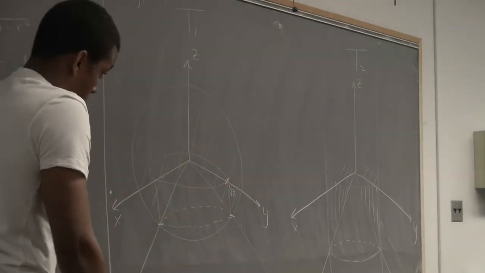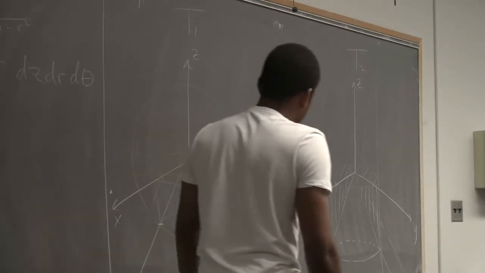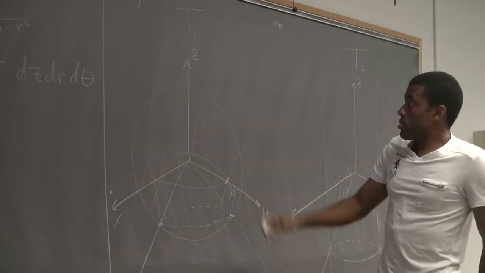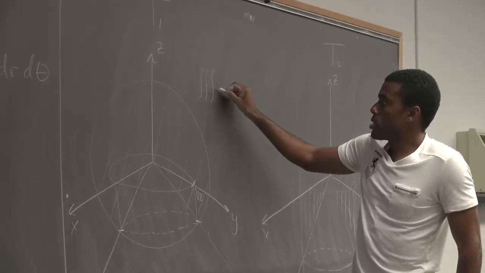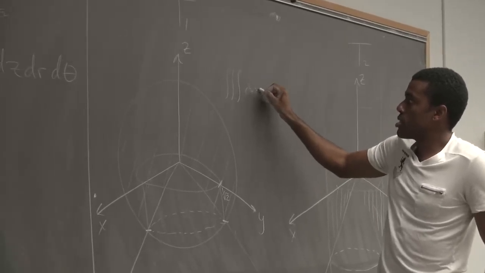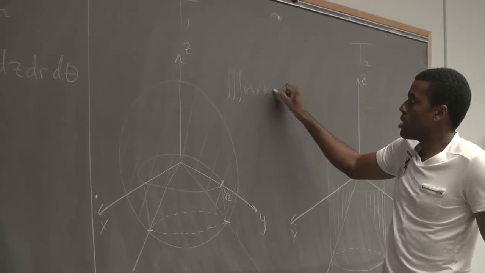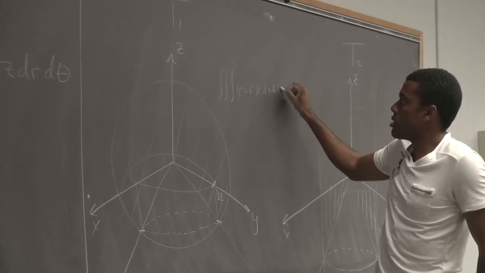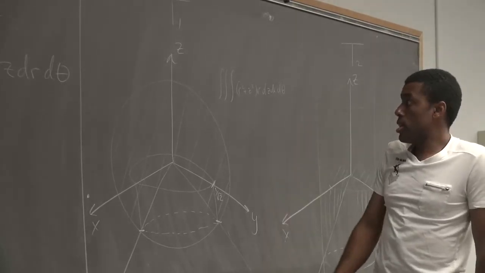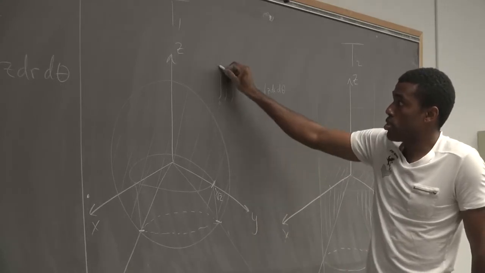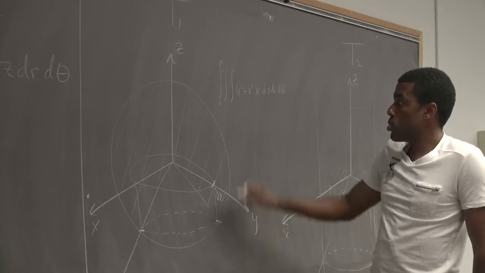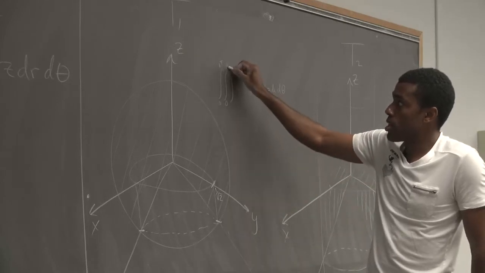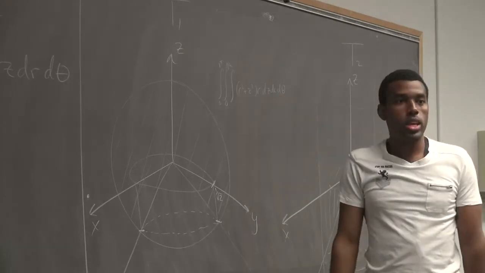Right, so now if I'm setting that up in cylindrical, first I'm going to have r squared plus z squared times r dz dr d theta, right? Now theta is pretty okay, that's just 0 to 2 pi. r is also okay, that's just 0 to 1 over radical 2. What are my limits for z?